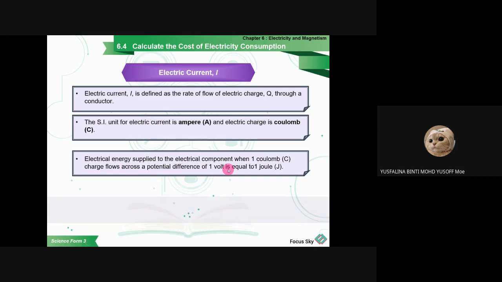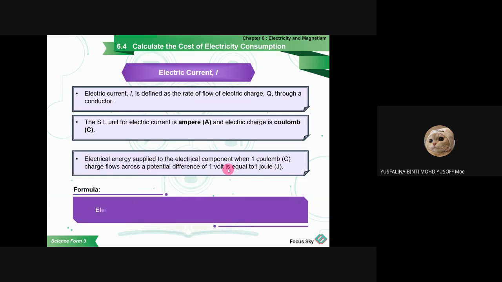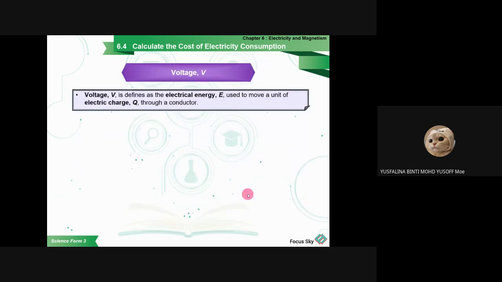So this is the formula: I equals Q over t. I is in ampere, Q is in coulomb, and time is in second. Later we will try to use it one by one for this formula question. So what is the meaning of voltage?